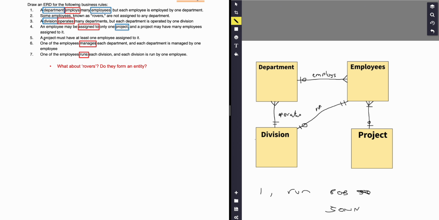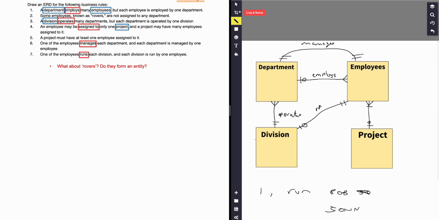Now, where was I? So we've got that one of the employees manages each department. So that's another relationship that we can do there. So we can say managers. One of the employees manages each department, so that's saying that they have to pretty much manage it. And each department is managed by only one employee. Okay, so one and one only.